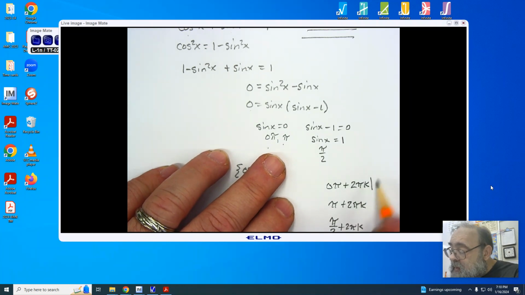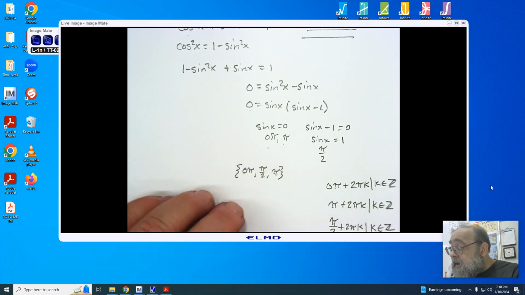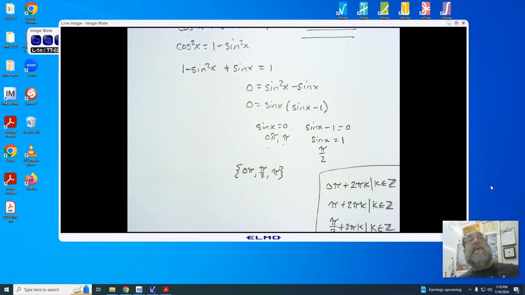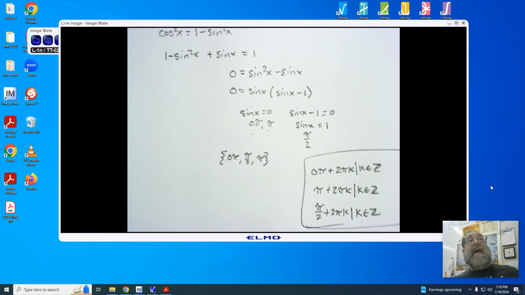We just make sure that we add k as an element of the integer set, and we have all of our solutions. Now, these constitute all of the solutions that are outside and well within the domain that was originally given. So if they just ask for any solution, we make sure we add our period.